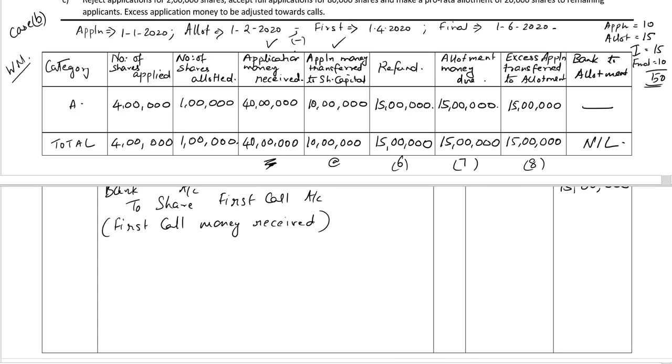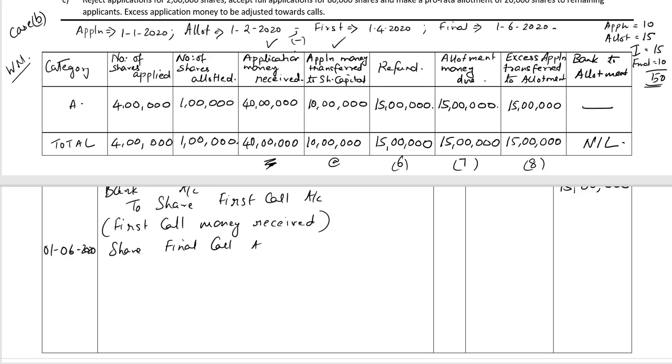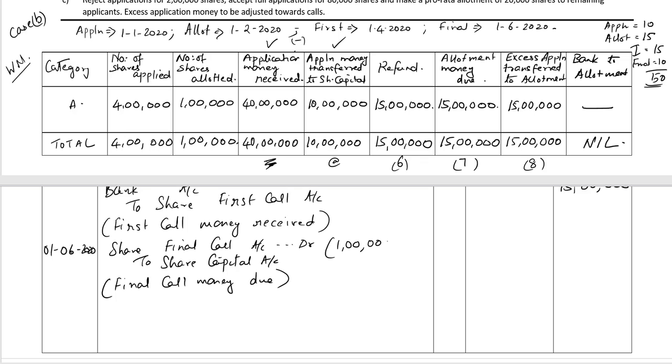Let's make the final call money due, 1st June 2020. Share final call account debit to share capital account for final call money due. The amount due, 1 lakh shares allotted, multiplied by 10 rupees payable on final call, 10 lakh rupees.